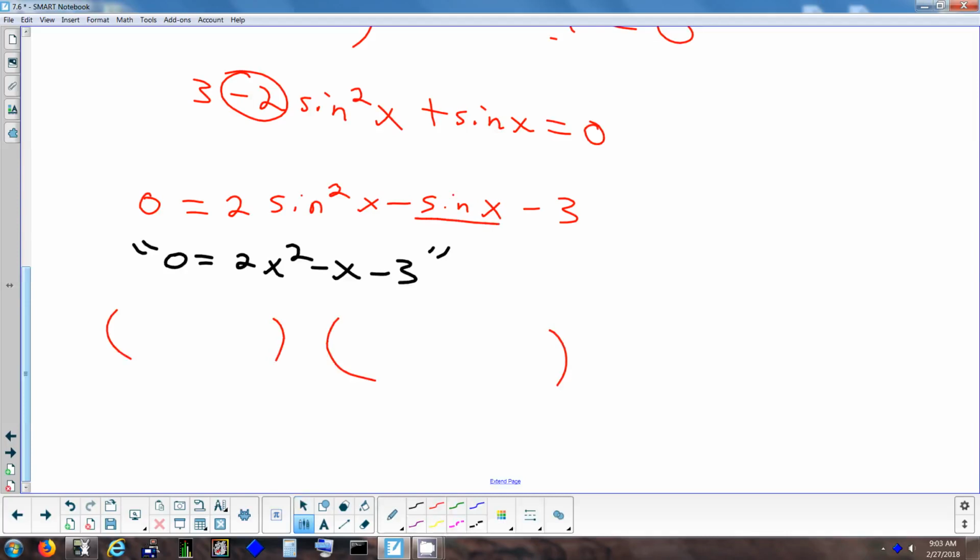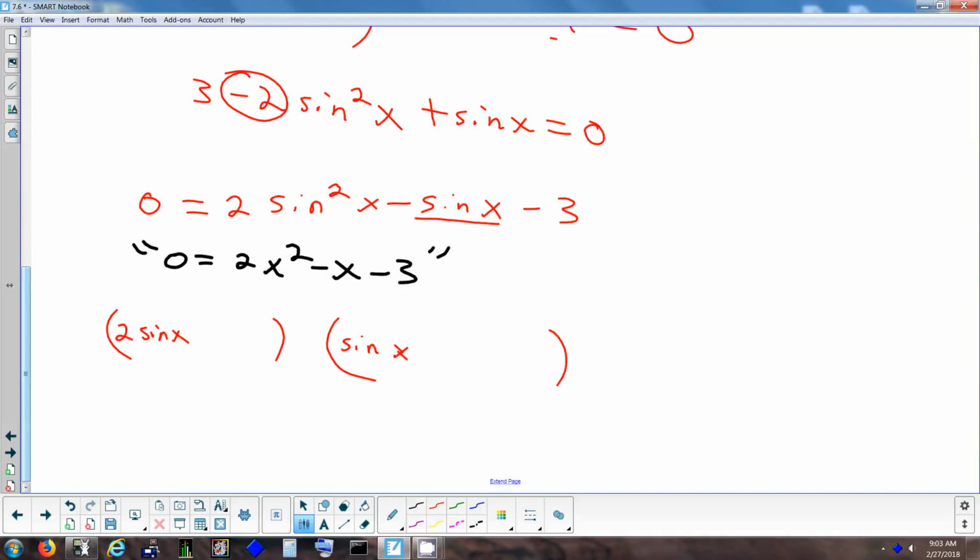Can you be more specific? Positive 2, positive 1. Not quite, because if I multiply that together, it wouldn't give me 2 sine squared x. No, 2x and 1x. Okay, you're more on the right track. That would be for the black one. It would be 2x and 1x. 2 sine x and 1 sine x. Yes. So we'd have 2 sine x and sine x. Good.